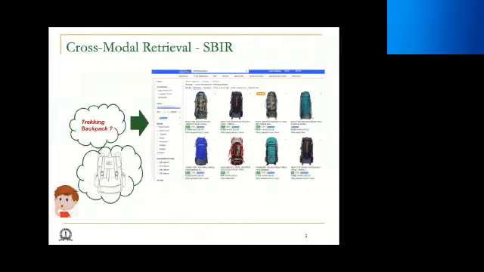So what is cross-modal retrieval? Cross-modal, as the name suggests, includes two modalities. When we talk about modality, one modality can be image or video, and the other modality can be, say, text.